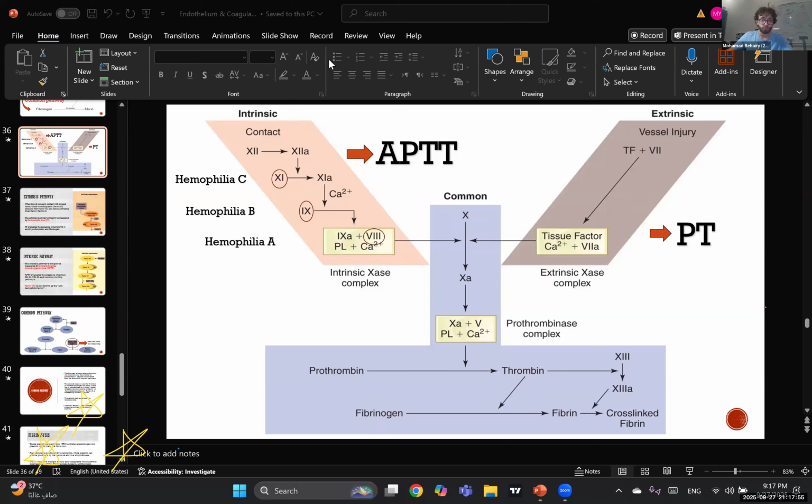If we have a problem with vitamin K, then immediately we have a problem with 2, 7, 9, 10. PT is long. It means the extrinsic pathway is not working, meaning factor 3 or factor 7.